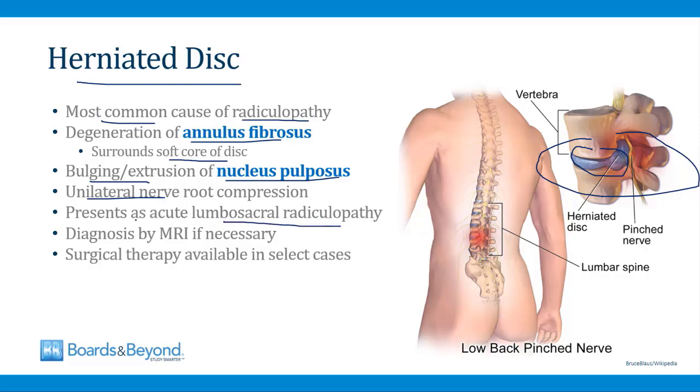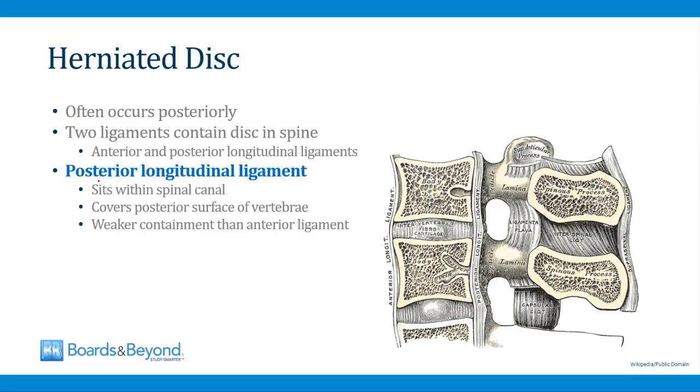The diagnosis of a herniated disc can be made by MRI if necessary, but like we've already discussed, in many cases of lumbar radiculopathy, you don't need to obtain imaging, but if you do, that's the way you can diagnose a herniated disc. And then there are surgical therapies available that are used in select cases, usually only when the herniated disc is causing severe symptoms. And then because herniated disc is the most common cause of lumbar radiculopathy, they may ask you on your board exam some details about how it occurs.